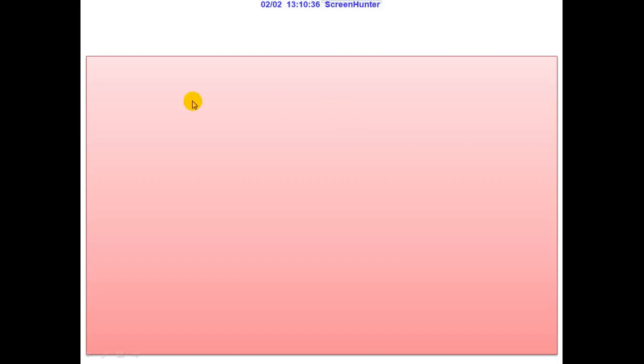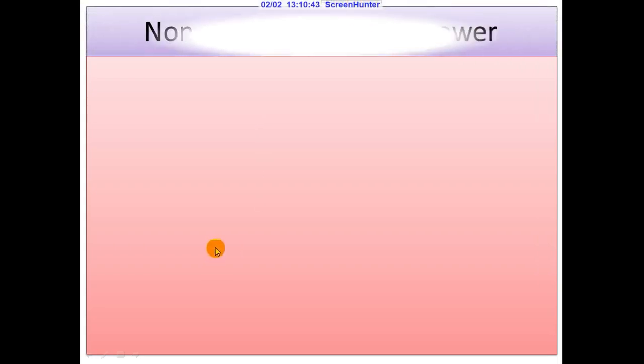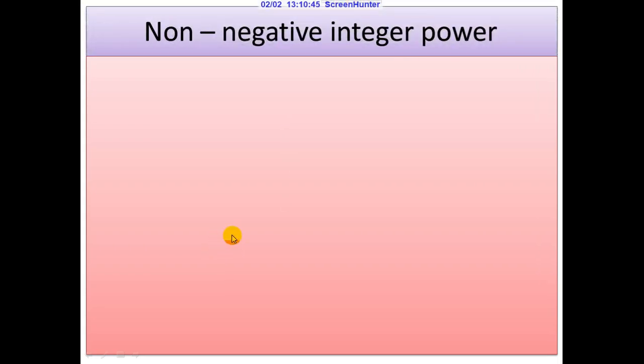My dear students, today we're going to talk about the second lesson in algebra, which is non-negative integer power. Let's see the first rule.